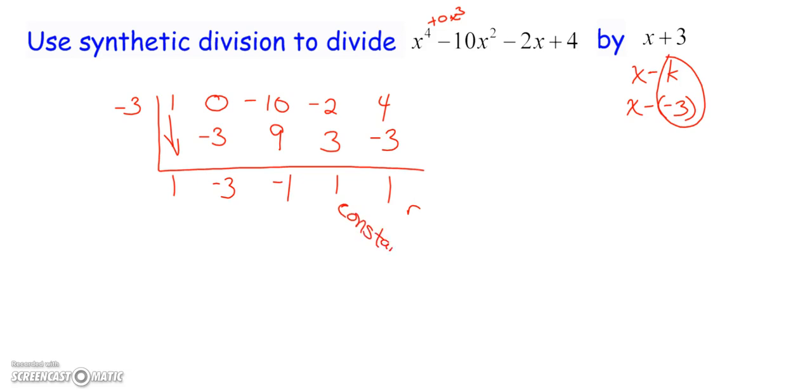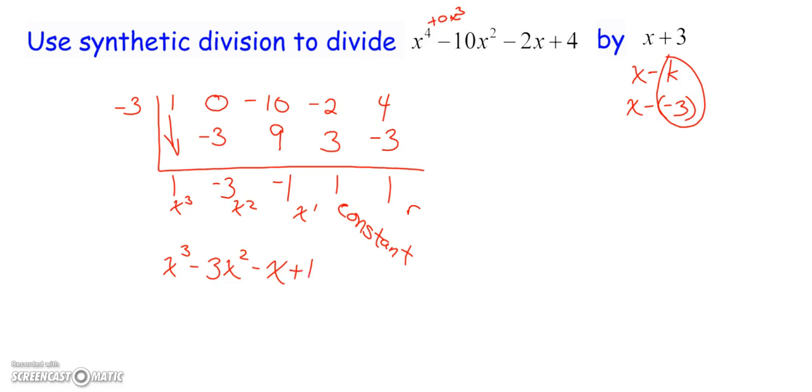Constant meaning has no variable. This is always going to be x to the first. This second term will always be x to the second. This third term will always be x to the third. So what's our answer? x to the third minus 3x squared minus x plus 1. And then the remainder is 1.